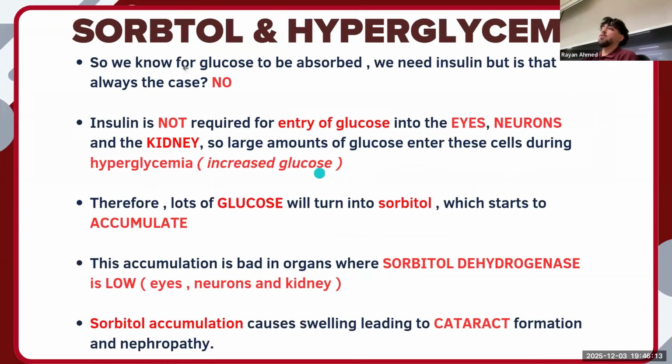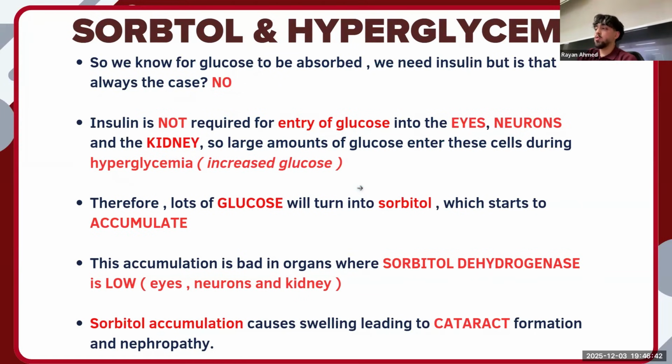Now we have sorbitol and hyperglycemia. So we know for glucose to be absorbed from blood to cells, we need insulin, right? But is that always the case? No, it's not. Insulin is not required for the entry of glucose into the eyes, neurons, and the kidney. So large amounts of glucose can enter these cells during hyperglycemia, increased glucose.